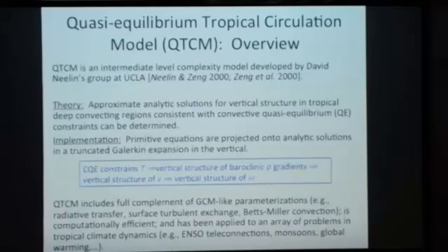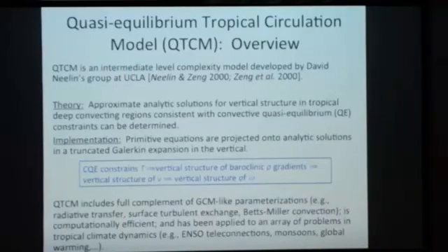But what is QTCM? Or I should say, what are QTCMs? Because they're really a family. You can think of them as a family of models. Well, it's a type of model, a type of modeling framework called an intermediate level complexity model, or sometimes models of intermediate level complexity.